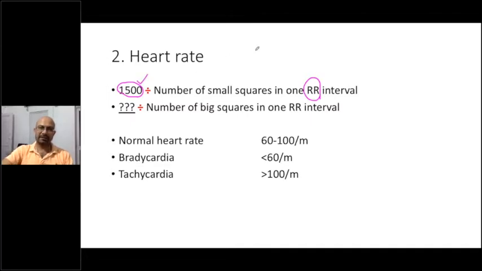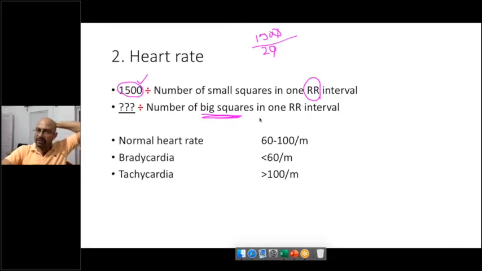So if you have, let's say, 20 small squares in between 2 RRs, and if you divide 1500 by 20, you will get the heart rate of that ECG. When you do this, the zeros cancel, and you will get 75. So if there are 20 small squares, your heart rate is 75. If you want to get a little more crude, if you have the big squares, now another poll will be coming up on your question. What number would you need to divide the number of big squares between an RR interval to get the same answer?